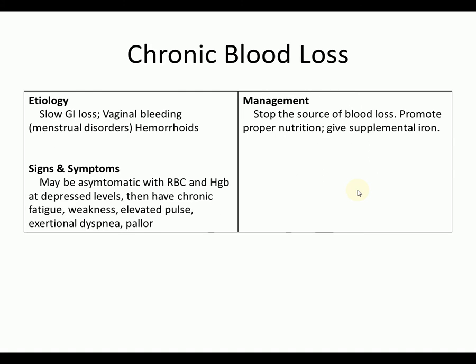For chronic blood loss, your etiology is going to be a slow GI loss or vaginal bleeding like in menstrual disorders or hemorrhoids. Signs and symptoms, they can be asymptomatic with red blood cells and hemoglobin at a depressed level, especially if this is a very chronic, slow bleed. They can have chronic fatigue, weakness, elevated pulses, exertional dyspnea, and pallor. Management is you're going to stop that source of blood loss, you're going to promote their nutrition, and give them iron supplements.